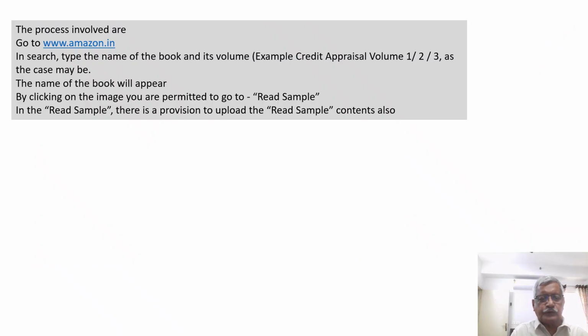The process involved are go to www.amazon.in. In search, type the name of the book and its volume. Example, Credit Appraisal Volume 1, 2, 3 as the case may be. The name of the book will appear. By clicking on the image, you are permitted to go to Read Sample. In the Read Sample, there is a provision to upload the resampled contents also.